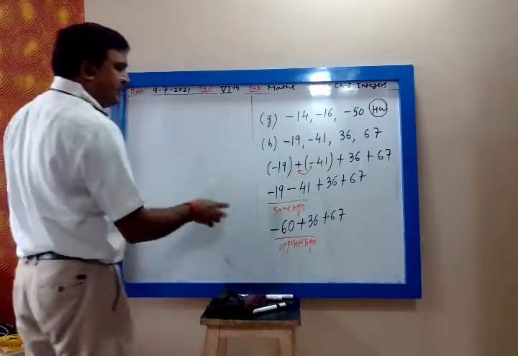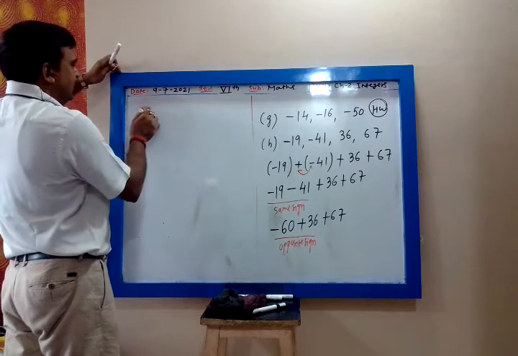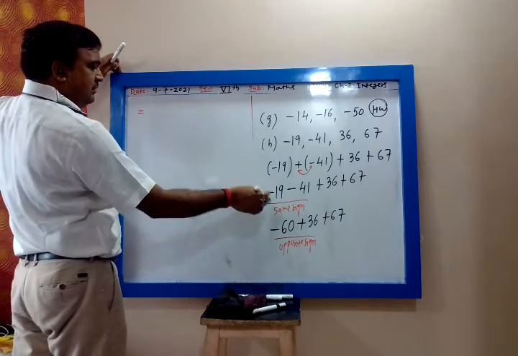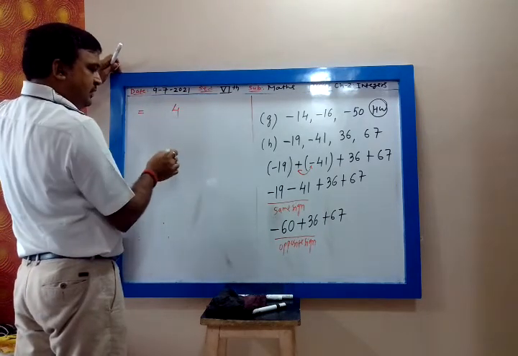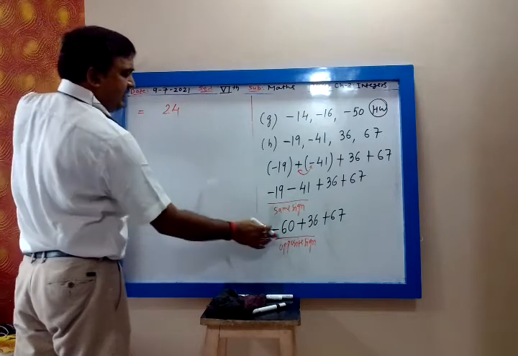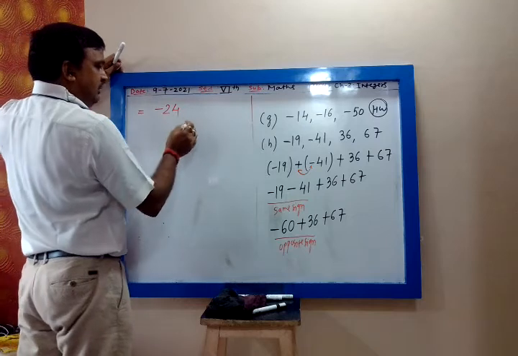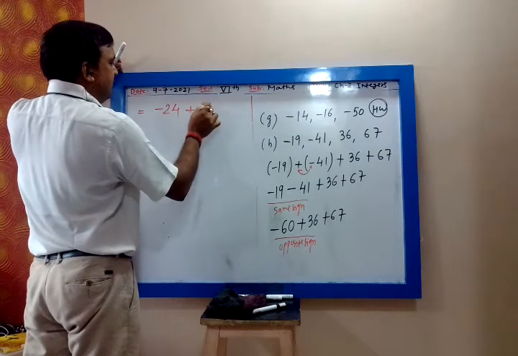Now minus and plus, opposite sign. So you have to subtract 60 minus 36. 10 minus 6, 4. Then 5 minus 3, 2. 24. Now which number is bigger? 60 is bigger. What is sign of that? Minus. So minus 24. Minus 24 plus 67.